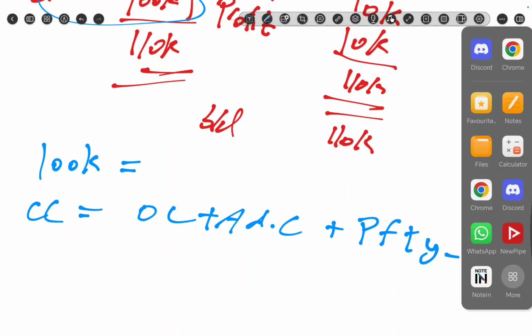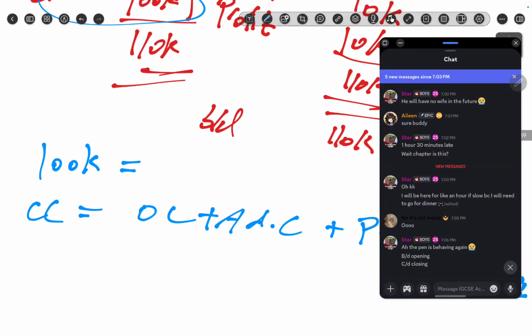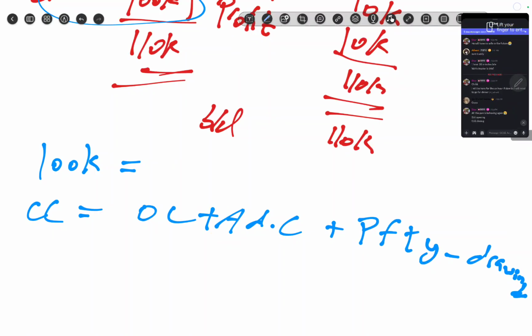Where's this code? Yeah, okay, thanks for tapping that.